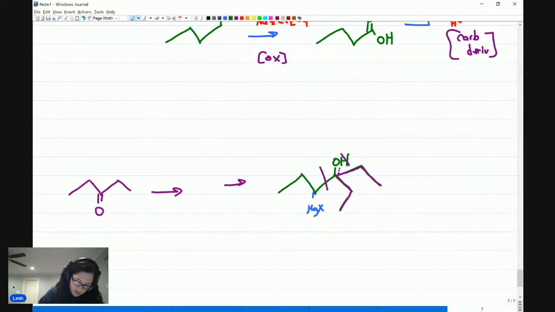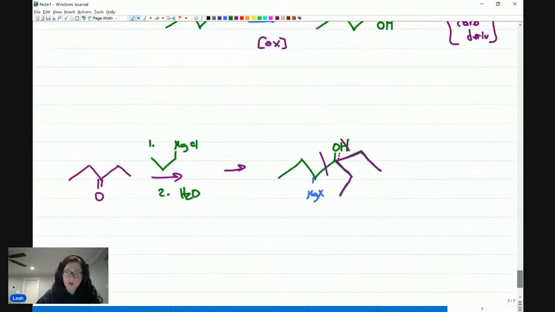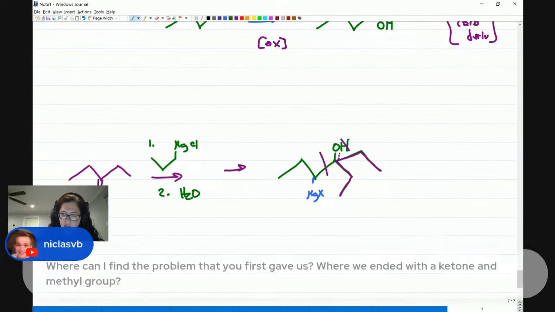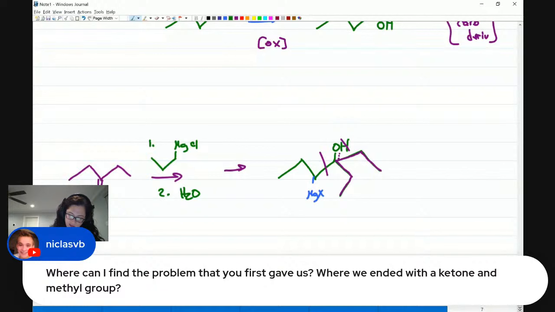That's 2 carbons. Let's try that again. 1, 2, 3. MgCl. Step 1. Step 2. H2O. Did I put the right number of carbons here? Yes, I did. Okay. Let me know if this is what you are asking. And if yes, if I did not limit you to just 4 carbons for the starting molecule, this would be the reaction in question.